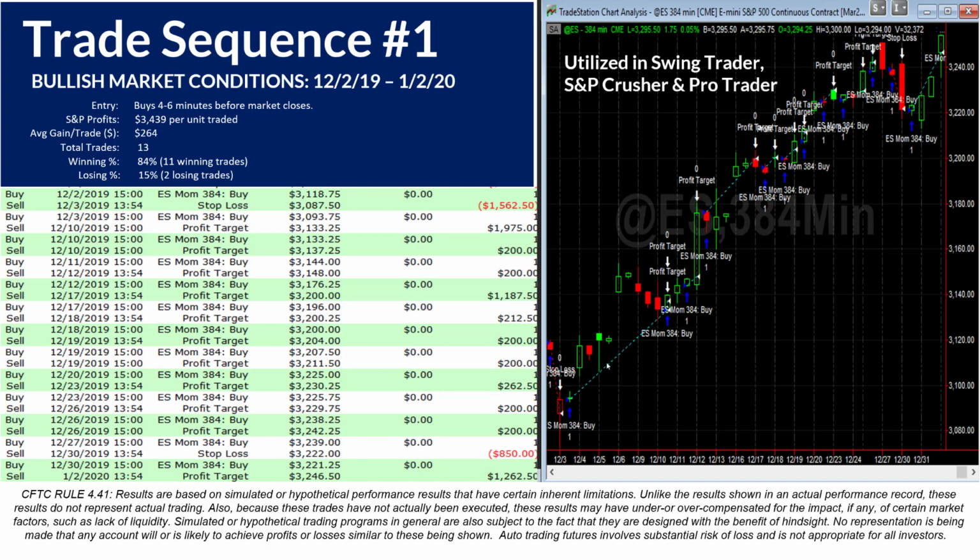So we'll get in, we'll get out, we'll get in, we'll get out. And you can see the dates on the bottom. In the month of December, we had 13 trades, 84% win rate, 15% losing, and we averaged about 264 per trade. And again, that's on the sim account.